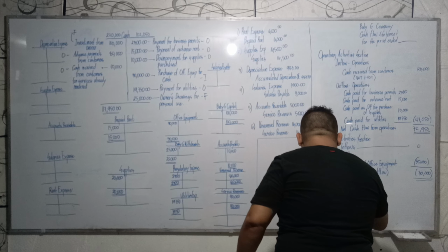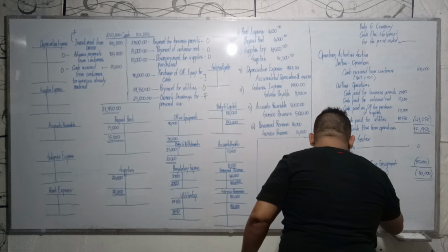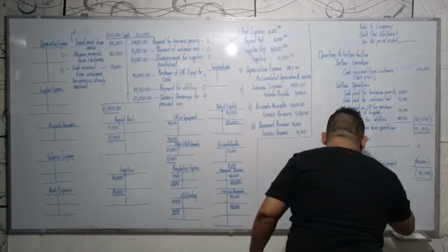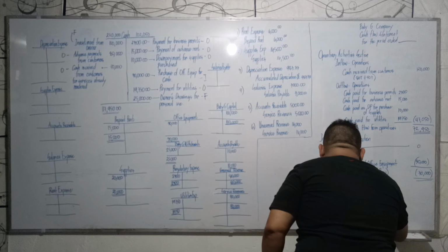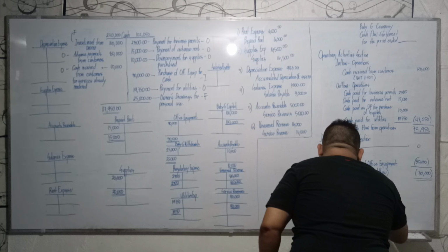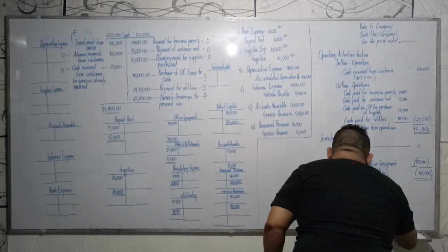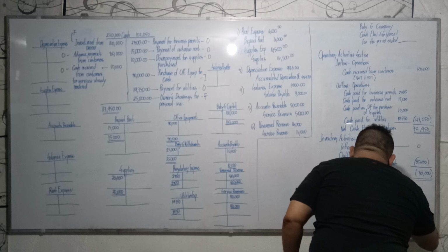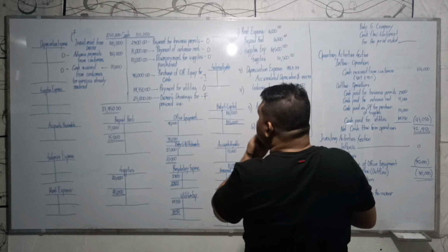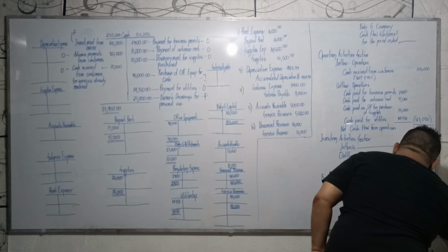And you have the financing activities section. So there are two transactions related to financing. The first one is an inflow, investment from the owner. So investment from the owner is 100,000. So that's an inflow. You have to put it right here.